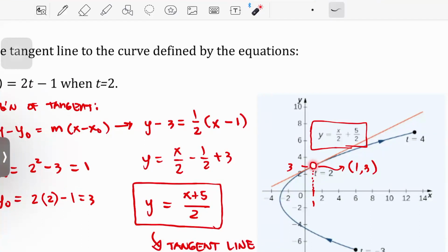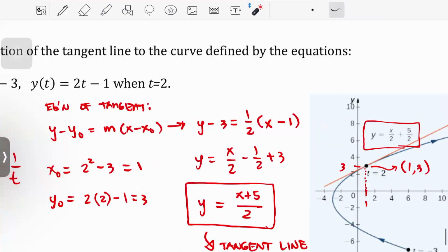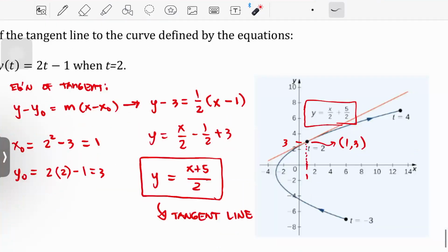Okay, that means if we already have the slope of 1/2, we input it here in m, so this replaces the value here. Okay, x will be 1 and then y will be 3. Okay, and then simplifying everything, class, we will get a tangent line.